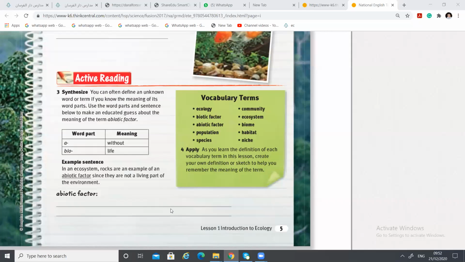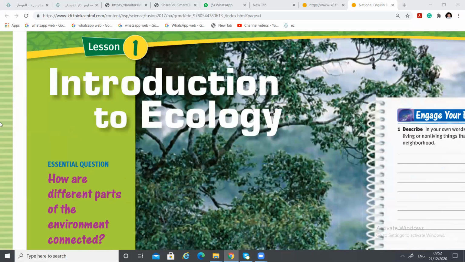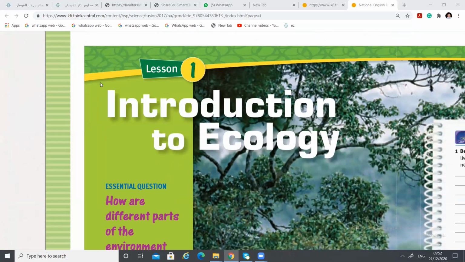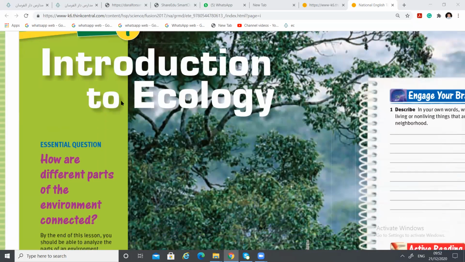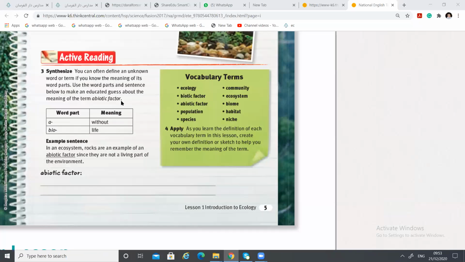Okay, good. So I told you that we are going to start with the first lesson. Actually, I'm going to complete the whole unit today. We will revise the whole unit today. The first one was Introduction to Ecology. We'll just revise the vocabulary terms.